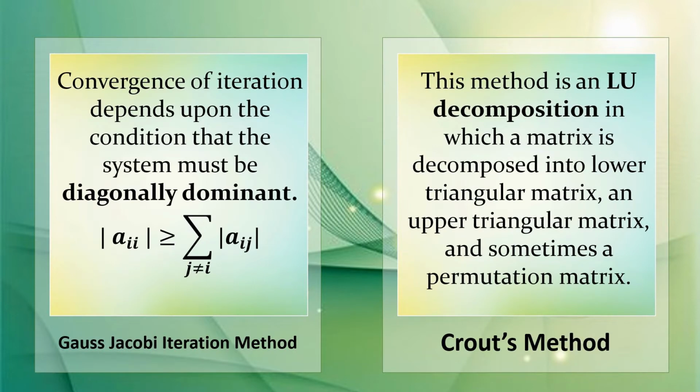To further discuss the functions of these two methods, Gauss Jacobi iteration method's convergence depends upon the condition that the system must be diagonally dominant. For Crout's method, we use the LU decomposition, in which a matrix is decomposed into a lower triangular matrix, that is the L, and an upper triangular matrix, which is the U, and sometimes a permutation matrix.